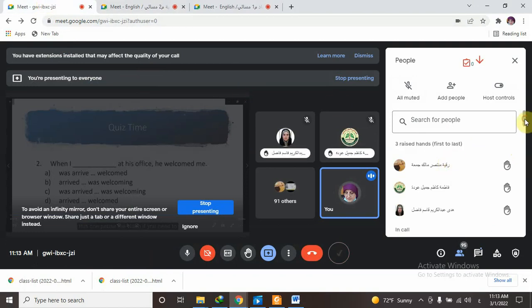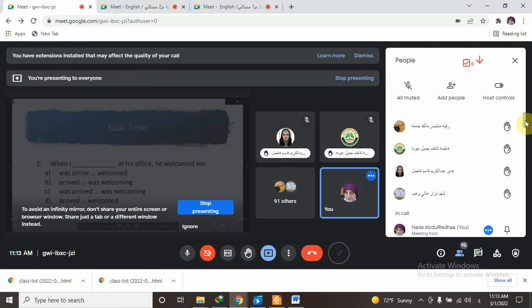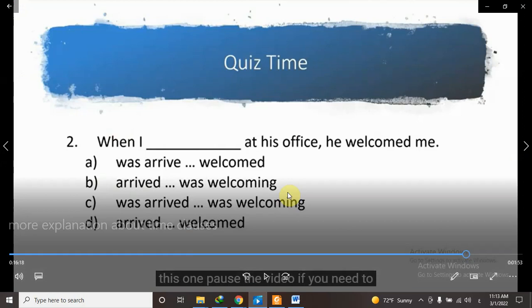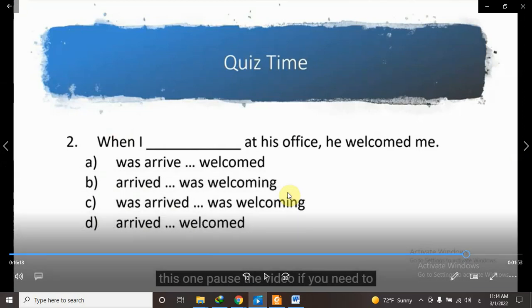Yes, Ruqaya Muntasir Malik. Yes, doctor. I'm going to choose letter B. You are going to choose letter B? When I arrived at the office, he was welcoming me. The second part is written there. Ruqaya, the second part is done. So how come you said arrived and was welcoming?